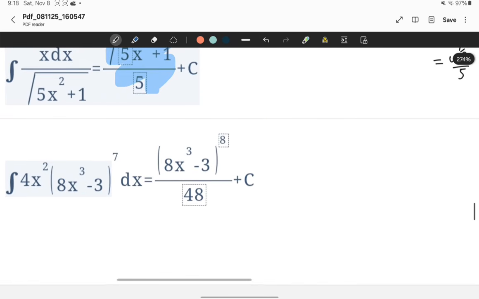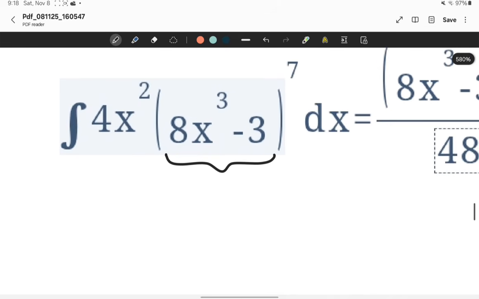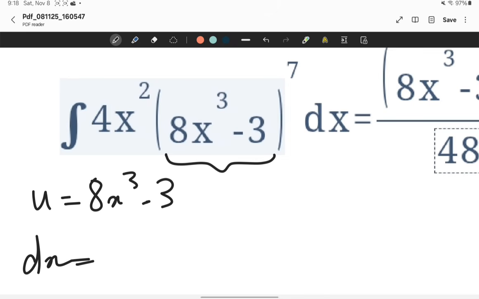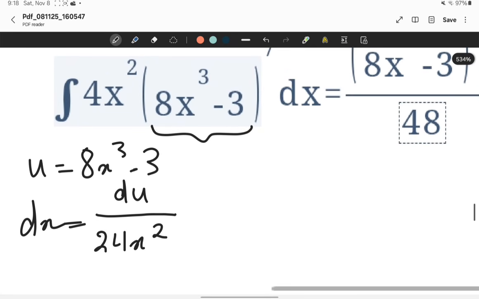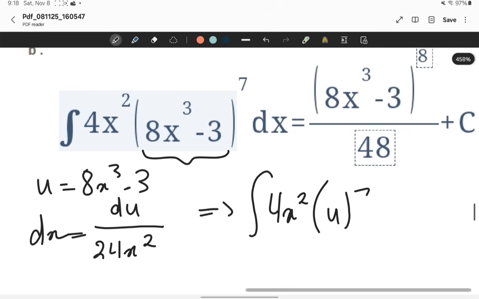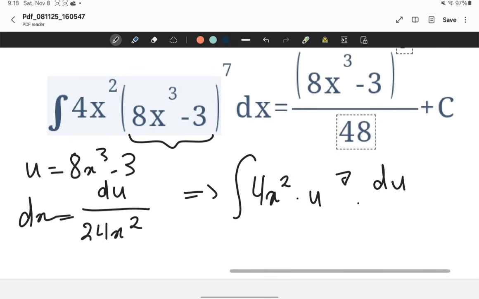Now part B, this is also integration using a u. So for this, we'll do this part as u. Okay, so u equals 8x cubed minus 3, and dx is du over u prime, which is 8 times 3, 24x squared. Okay, so I'll rewrite it here. It's 4x squared times u to the power of 7. We don't need the brackets, I'll remove them. So it's just this. Okay, this times dx, we need to change the dx, so we'll multiply by du over 24x squared.